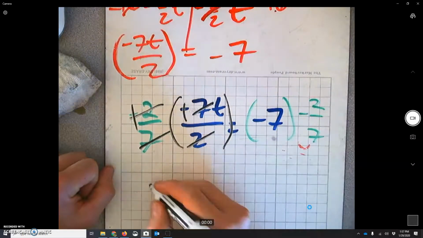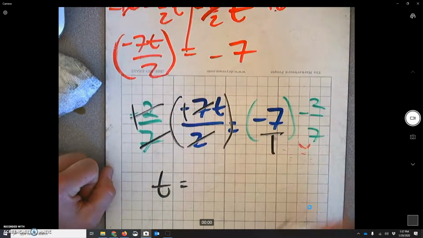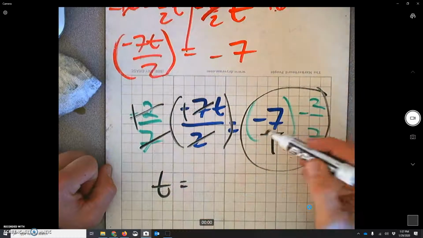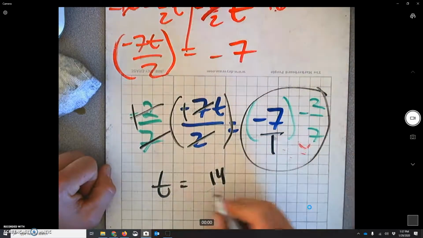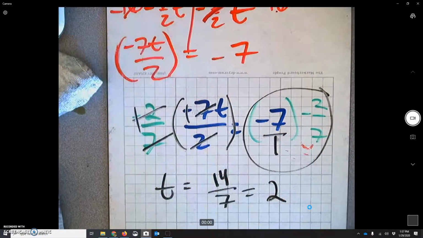So now we just have t is equal to negative 7 times this. When you multiply fractions, you just multiply straight across. It's negative 7 times negative 2 is positive 14, and 1 times 7 is 7. 14 over 7 is equal to 2, which is what t equals.